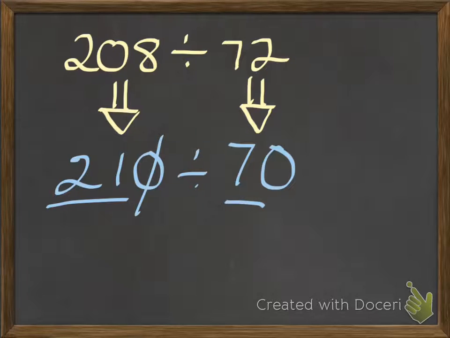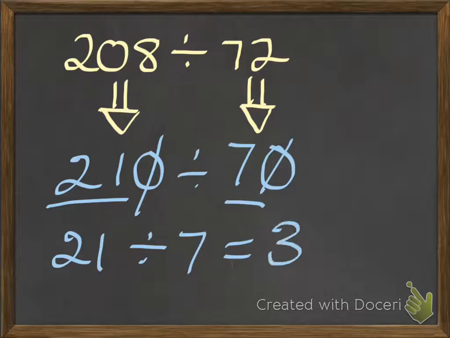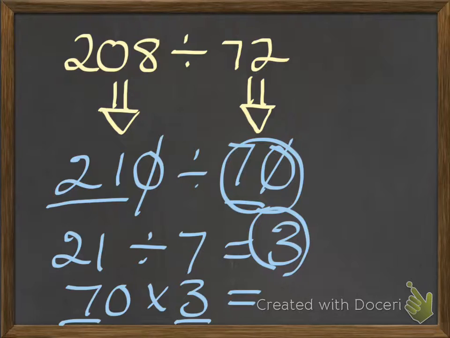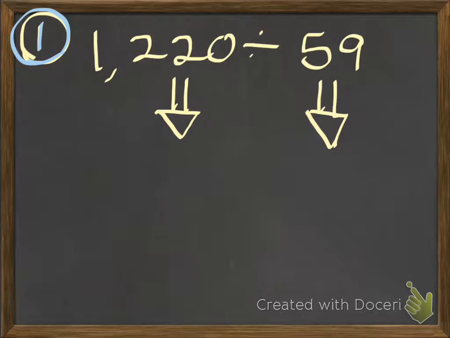So I'm going to take off the ending 0, and that leaves me with 21 divided by 7. Well, that leaves 3. 3 times 7 is 21. So 3 times 70 should equal 210. Let's check. 70 times 3. I've got 3 over here, a 7 right there, and then I'm going to... All right, did you get it? All right, let's move on to the next one.